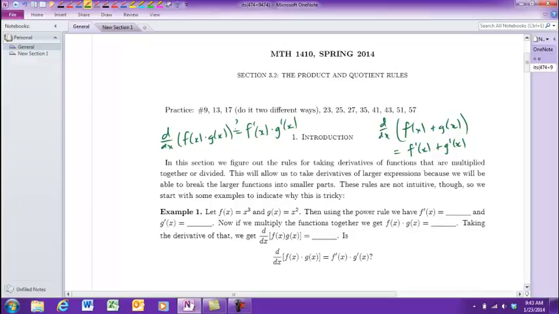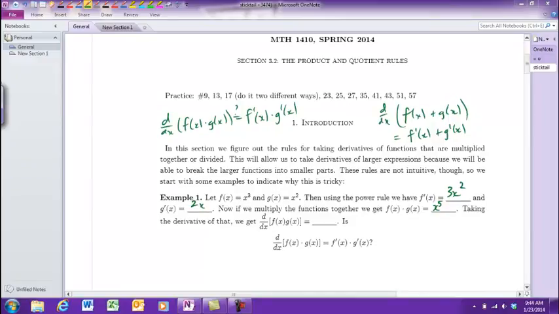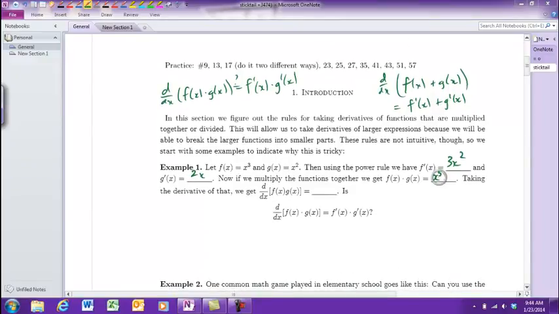So in example 1, we have f of x equals x cubed and g of x equals x squared. We're just going to look at a particular example. If I take the derivative of x cubed, I get 3x squared. If I take the derivative of x squared, I get 2x. And now if we multiply the original functions together, that's x cubed times x squared, that gives us x to the 5th. And if we take the derivative of f of x times g of x, which in this case is x to the 5th, we get 5x to the 4th. All these are just using the power rule.